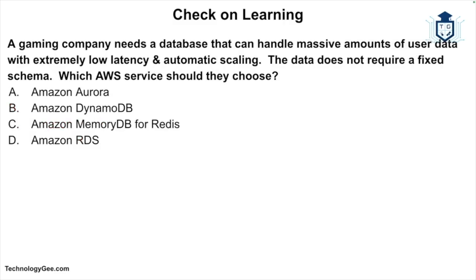Next question. A gaming company needs a database that can handle massive amounts of user data with extremely low latency and automatic scaling. The data does not require a fixed schema. Which AWS service should they use? Should they use Amazon Aurora, DynamoDB, MemoryDB for Redis, or RDS?